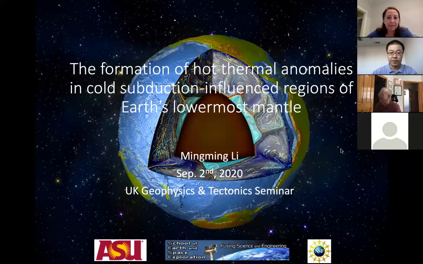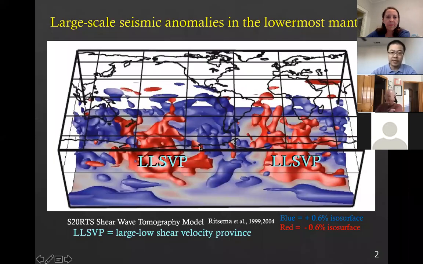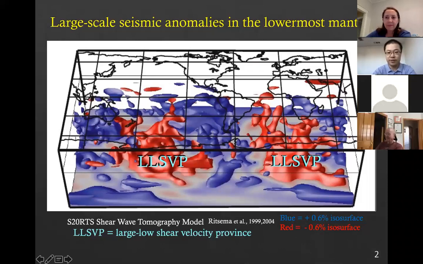This slide shows a global seismic shear wave tomography model, and the red color represents lower than average seismic velocity, and the blue color is higher than average seismic velocity. The most important feature in this figure is there are two large low shear velocity provinces, or LSVPs, one beneath the Central Pacific, and the other beneath Africa. Surrounding the LSVPs are regions with blue color, usually interpreted as subducted slabs, which are relatively colder than the LSVPs. So this is a large scale feature of the lowermost mantle.